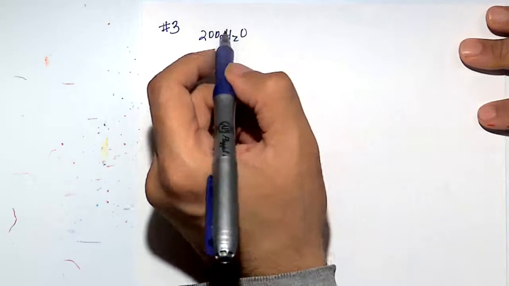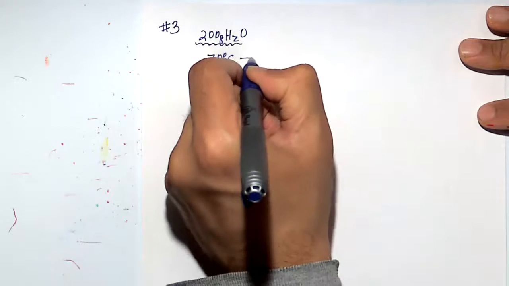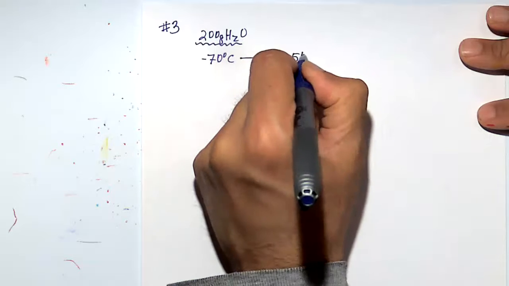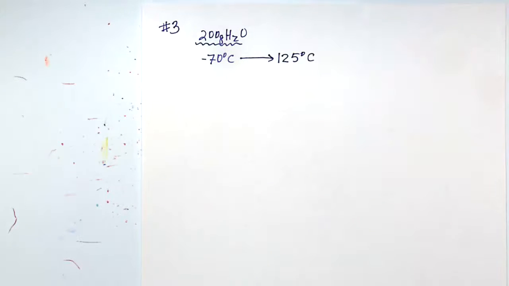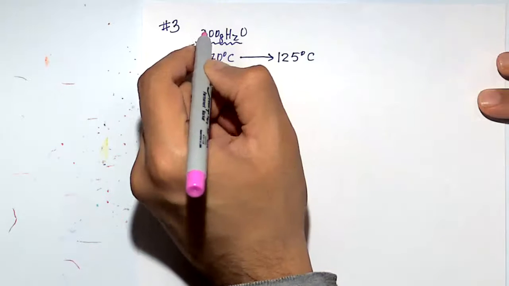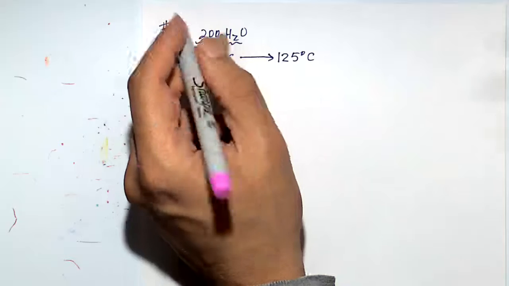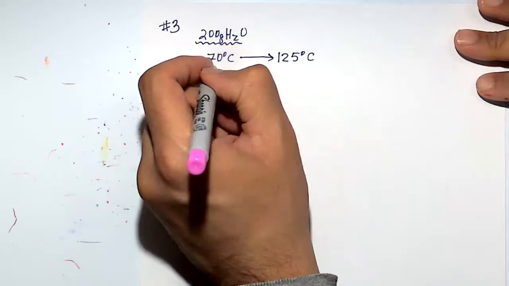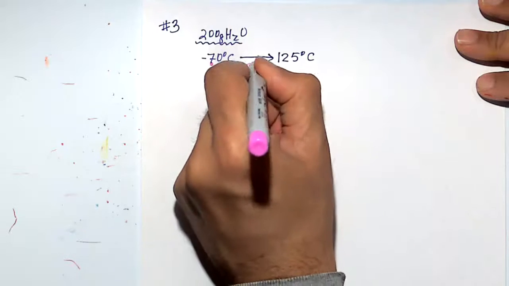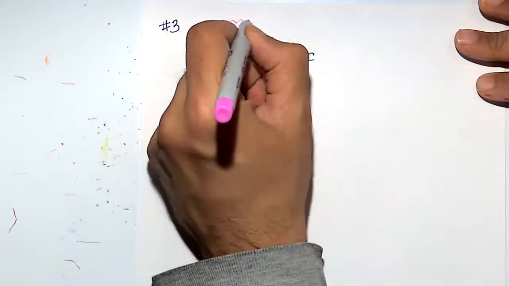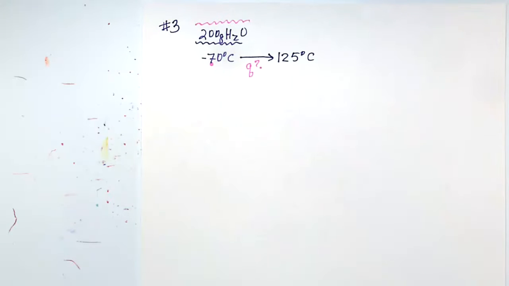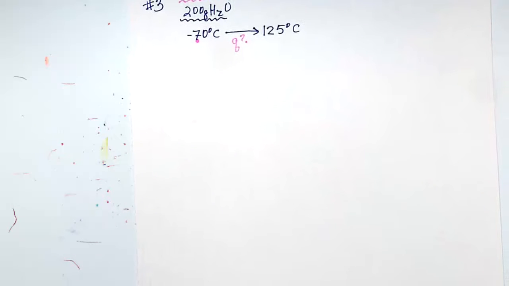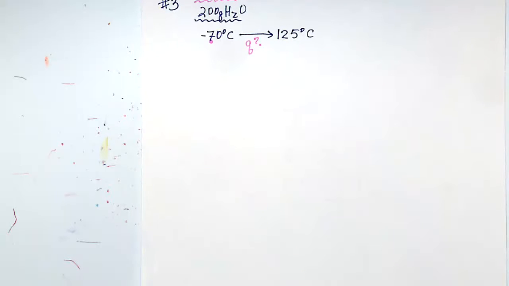And I want to heat this 200 grams of water to a temperature of 125 degrees C. Okay. So the question here is how much heat is required to get from minus 70 degrees C to 125 degrees C? And we're dealing with 200 grams of water. All right, so this is on your written exam. It's a very long problem, so definitely take a lot of time to do it. Again, you have the weekend.